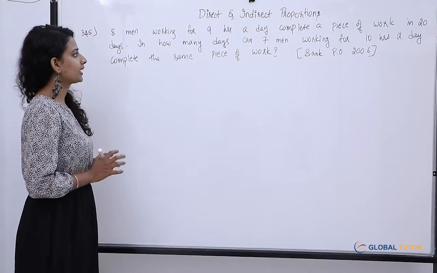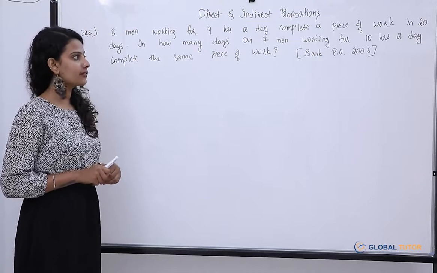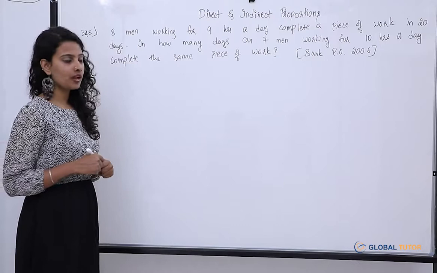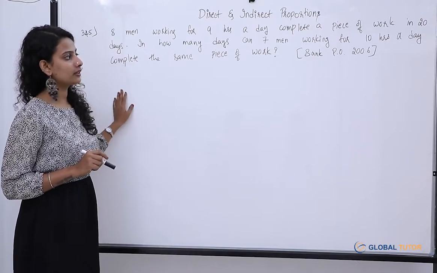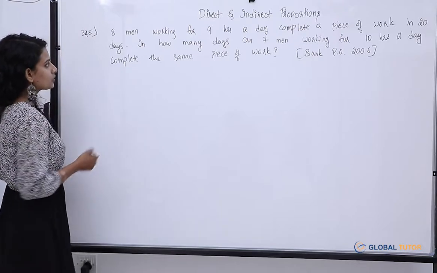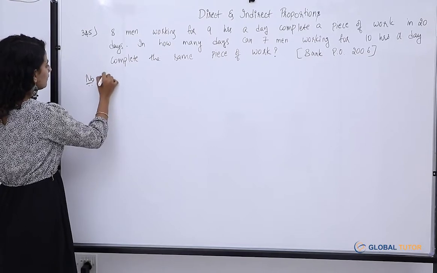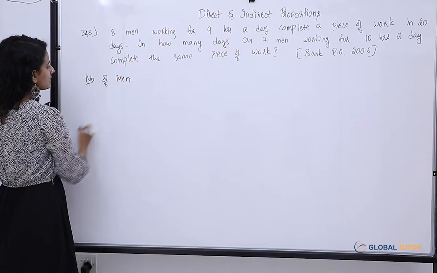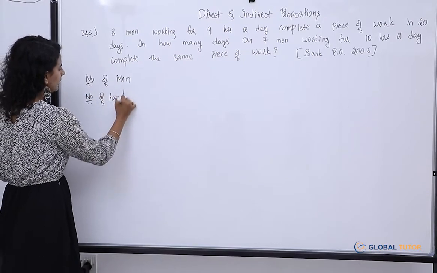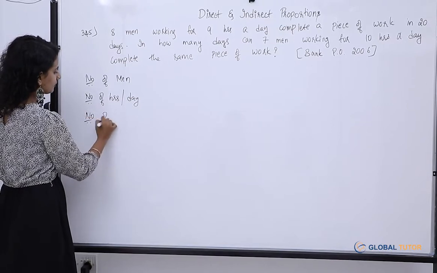8 men working for 9 hours a day complete a piece of work in 20 days. In how many days can 7 men working for 10 hours a day complete the same piece of work? This question has appeared in Bank BO exam in the year 2006. Let us see this question. Here also there are 3 parameters. One is number of men. Second is number of hours per day. And then the third is number of days.